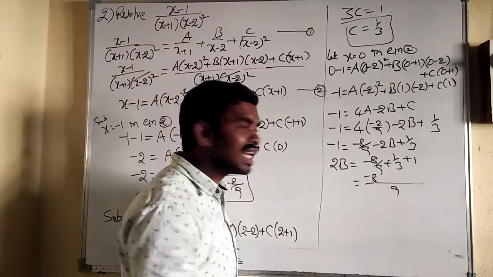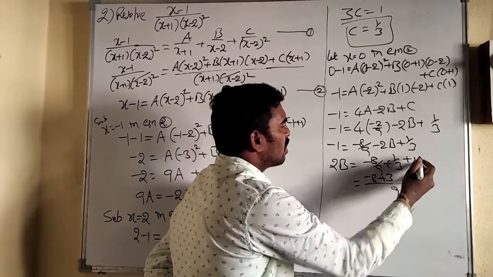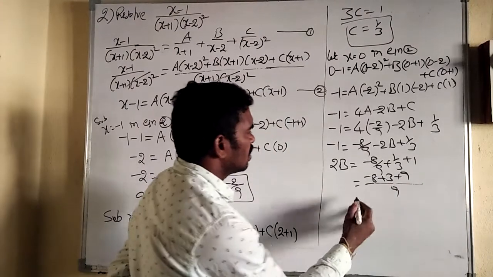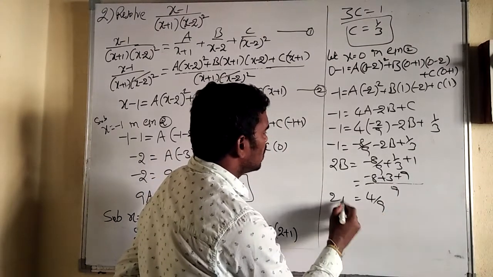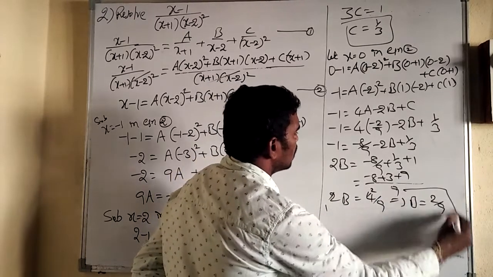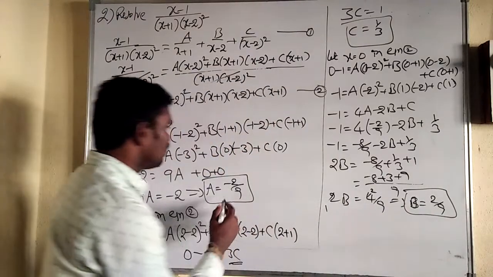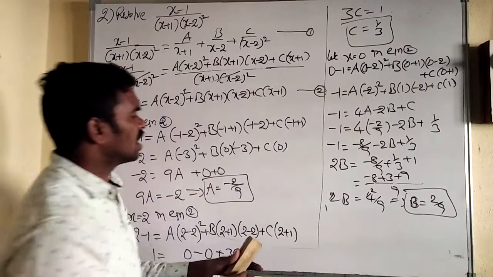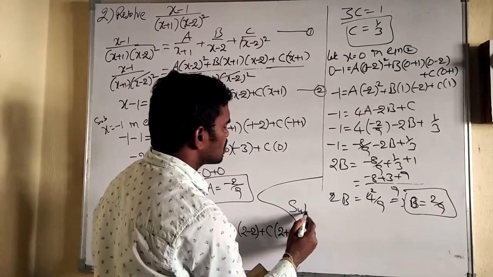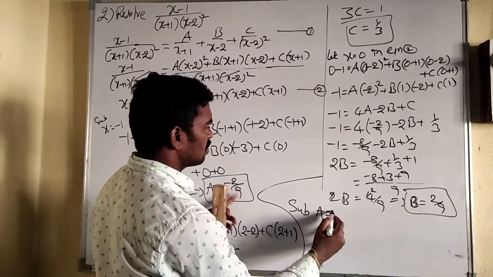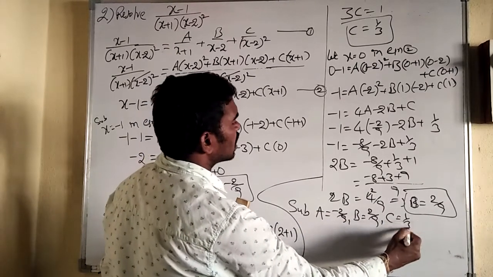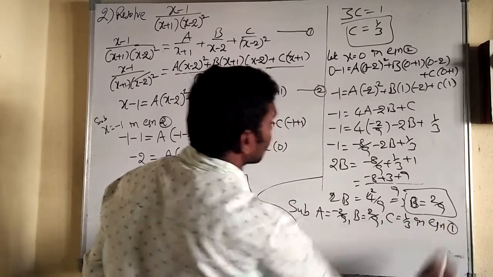So the LCM is 9. So minus 8, 3 times 9 is 9, 3 into 1 is 3, and 1 into 9 is 9. So 9 plus 3 is 12, minus 8 is 4 by 9. Okay, 4 by 9 equals 2b, so 2 by 2 gives us b equal to 2 by 9. So the a value we know, b value got it, c value got it. Then finally, substitute a equal to minus 2 by 9, b equal to plus 2 by 9, c equal to 1 by 3 in equation 1.